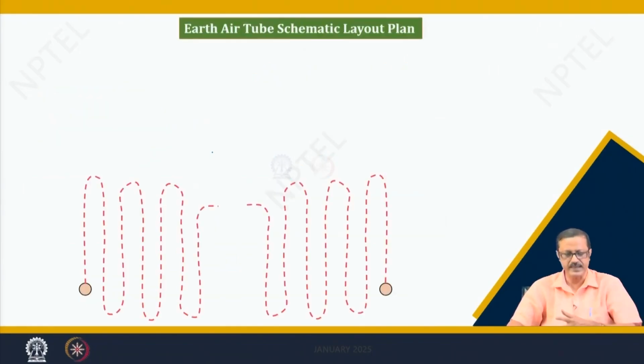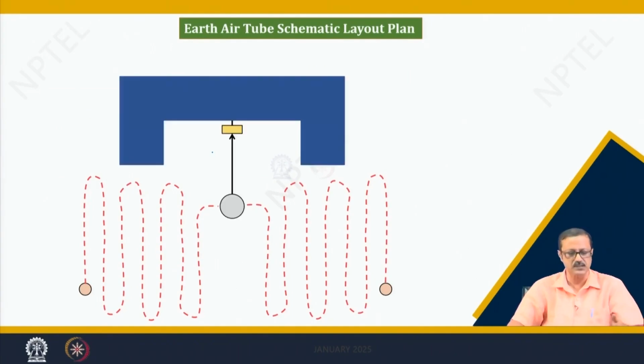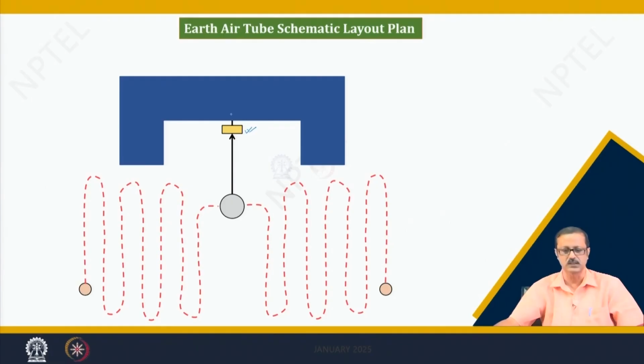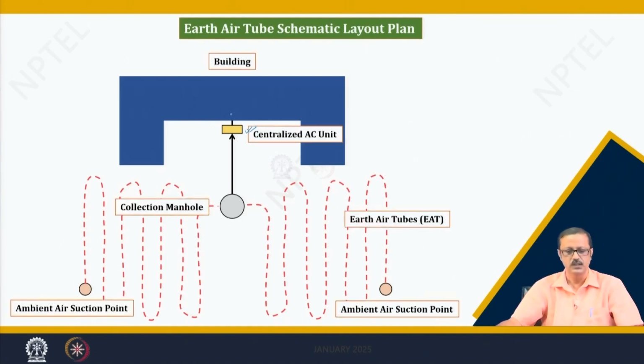There are some suction points I have to put in, those are the suction points, and the curved dotted lines are the schematic view of the pipes laid in this particular site. From there, there will be a collecting point, a collection manhole, and from there I will take that to this yellow color box indicating my centralized AC unit, and these blue rectangles are my building. So this is the suction points, this is the collection manhole.